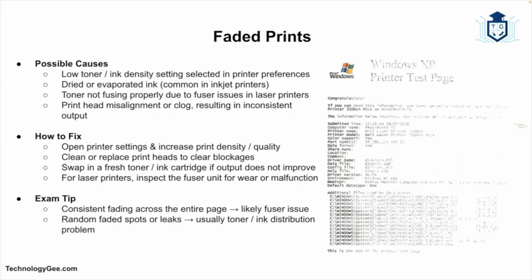How do you fix this? Well, you want to check and adjust your print density in the printer settings. You want to clean or replace the print heads. You want to try a new toner or ink cartridge if the problem persists. And for laser printers, you want to check the fuser unit. Now, as an exam tip, fading across the entire page might be fuser related, while random faded areas are usually due to toner issues.